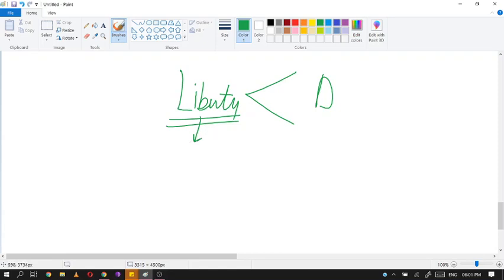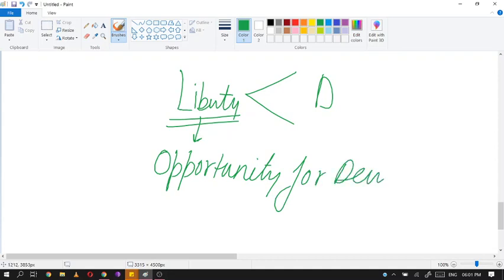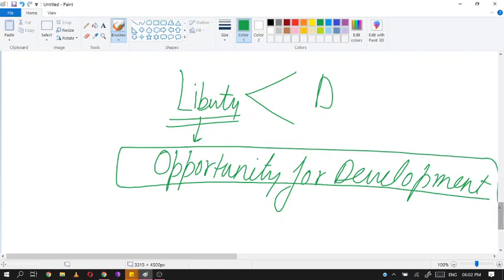So liberty for him is, if you want to define liberty, what you can say? Opportunity for development. Can you say this thing? Think about it. Opportunity. If you have liberty, let's say you are 22 years old, you are sitting at home. Do you have the opportunity for development? बिल्कुल है. You can write UPSC भाई. Self development, society development, everything you have.